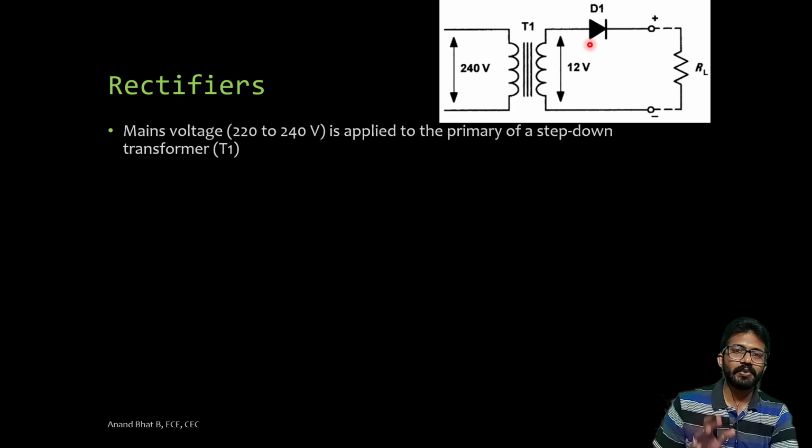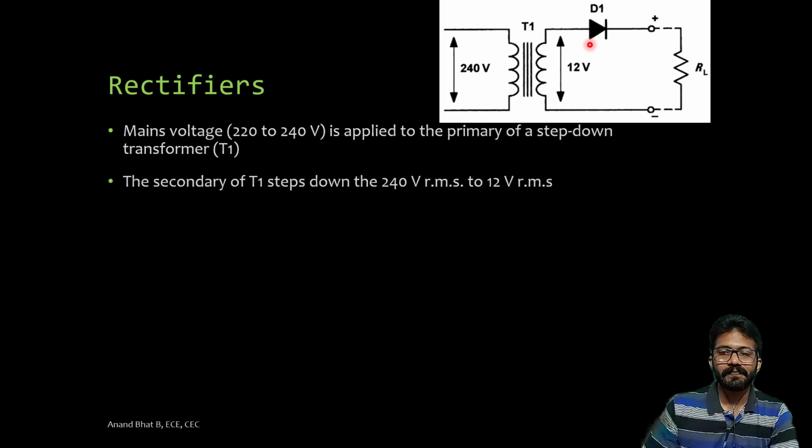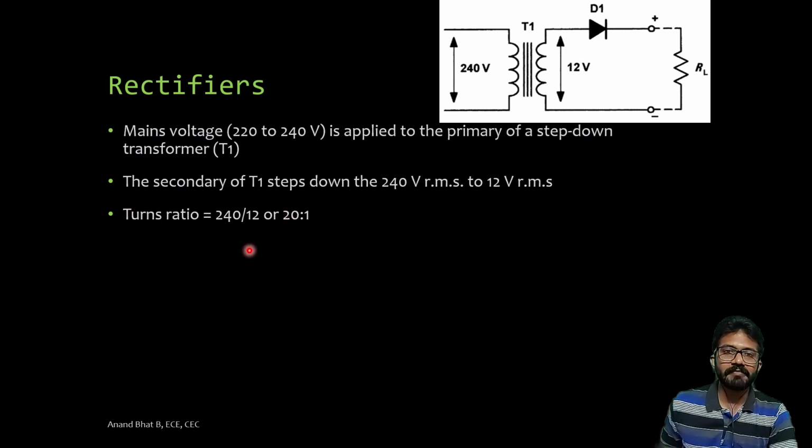So I hope you know that equation. By assumption, we shall proceed. So the secondary of this transformer gives us 12 volts RMS, and still the input here is AC. Now this 240 volts is converted to 12 volts, and thus the turns ratio of this transformer will be 20:1. So that means every 20 volts in the primary will be equal to 1 volt in the secondary. This turns ratio is a very important factor in transformers.